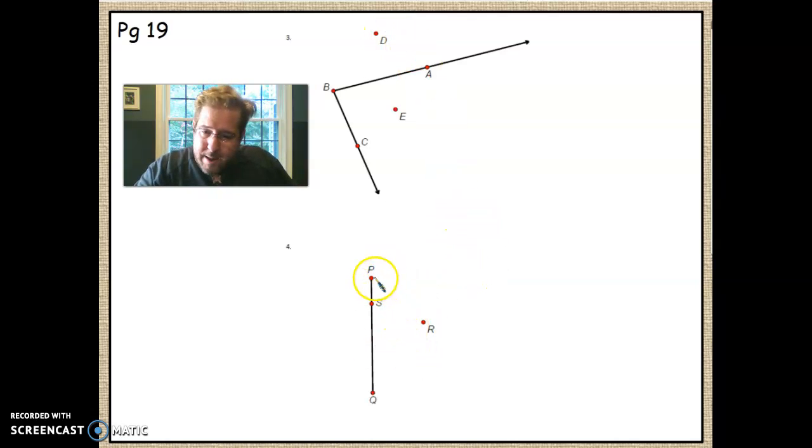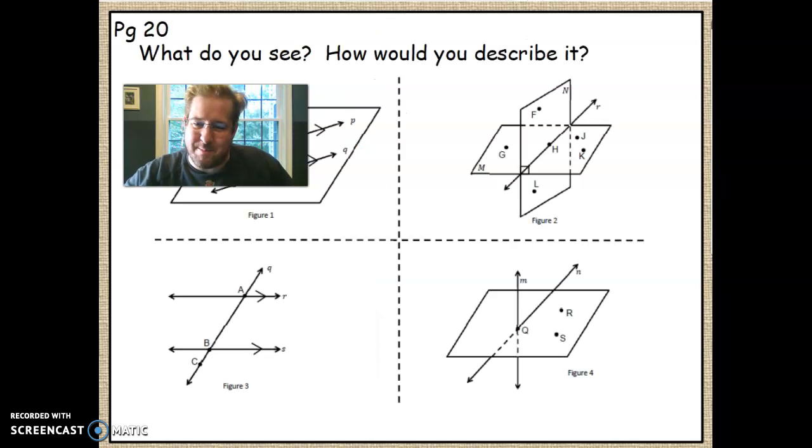Number 4, we've got line segment PQ with point S on that line segment, but closer to P than Q. And we have point R out in space on the right side of the segment. If I said line a second ago, ignore that. I meant to say segment. All right, so what do we see in these figures?